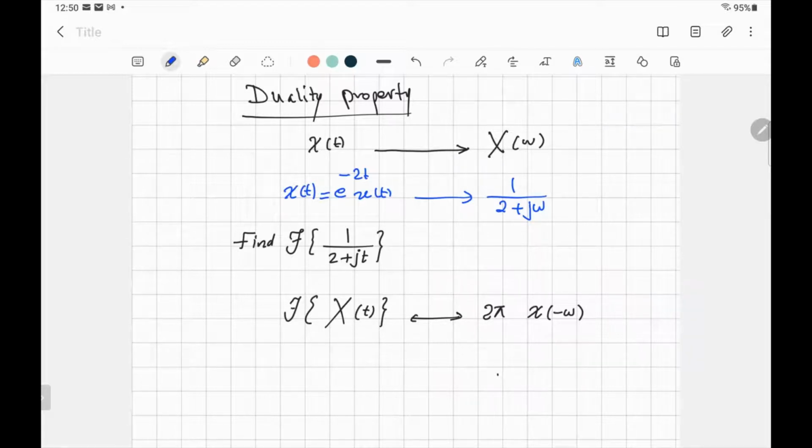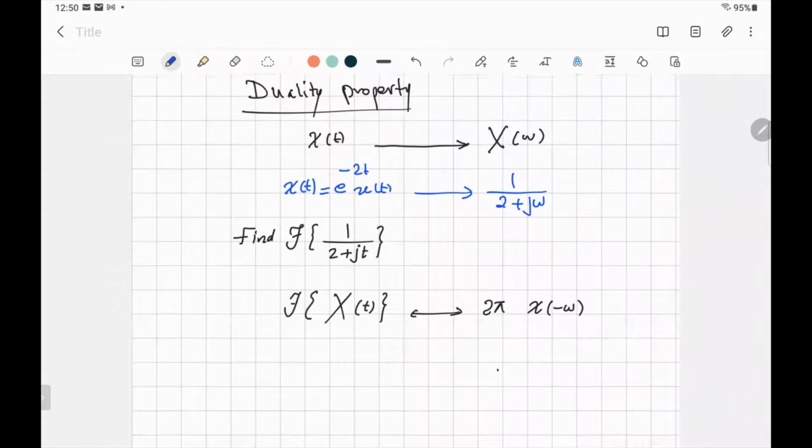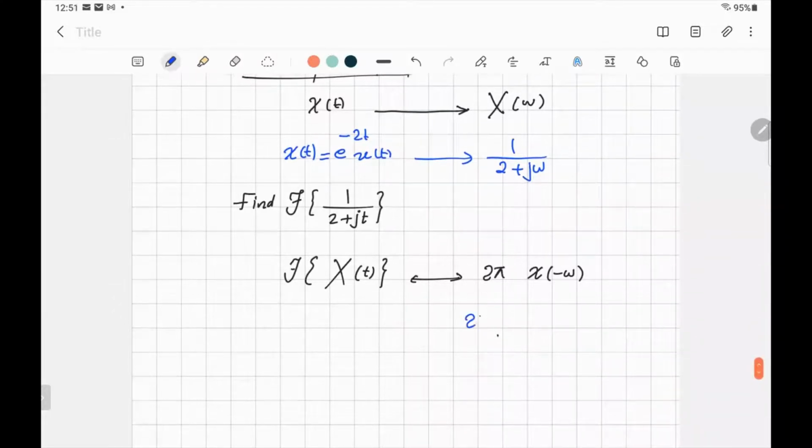So I said, if you do that, you go back to the original signal in time, and replace t by minus omega, and then multiply by 2 pi, because when you do the inverse, you have 1 over 2 pi. So, how do I do that? Well, I will say equal 2 pi.